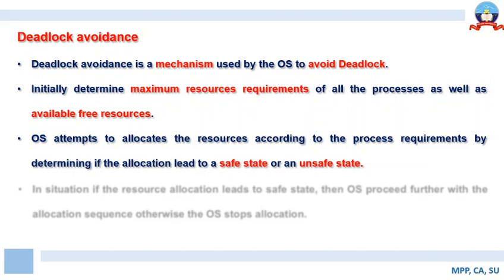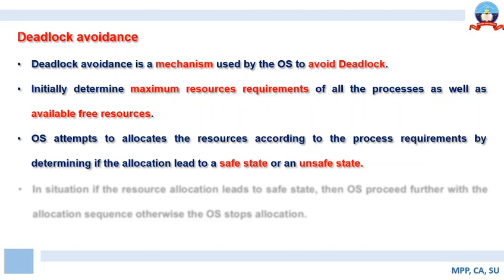Now here, safe state basically refers to a state of allocation sequence wherein we will not encounter deadlock, whereas unsafe state refers to an allocation sequence which may or may not lead to a deadlock. So the OS attempts to allocate the resources according to the process requirement by determining if the allocation leads to a safe state or an unsafe state.